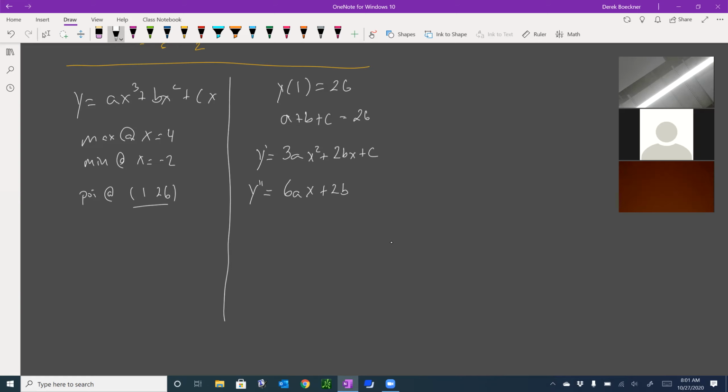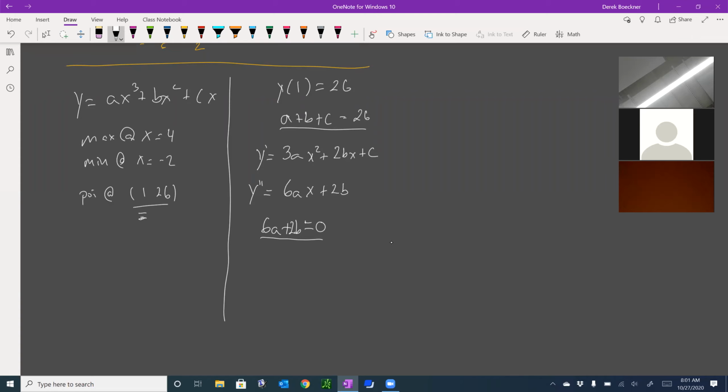To have a point of inflection again at 1, we're going to focus on that right now. My second derivative has to be 0 when I plug in 1. That tells me that 6a plus 2b equals 0. Can we plug in 1 there? Okay. So that gives me that one and that one.